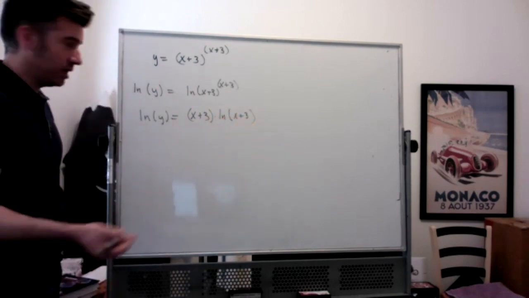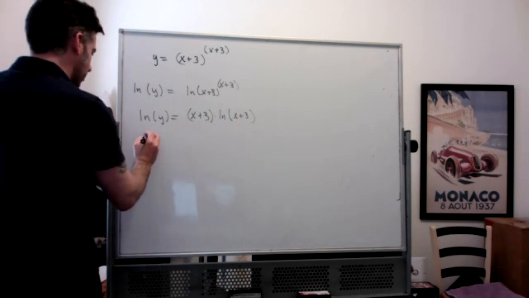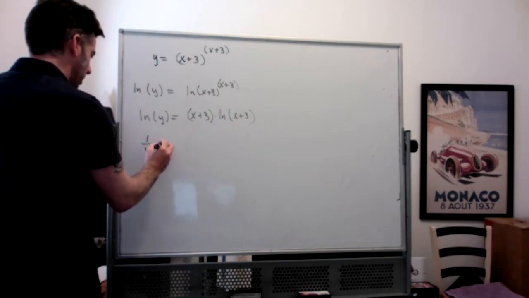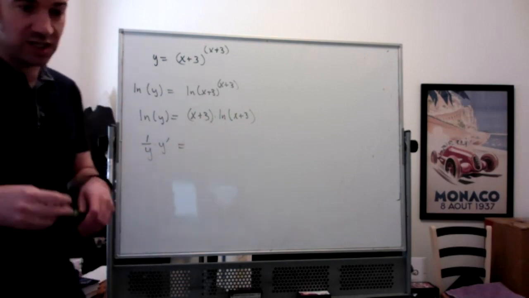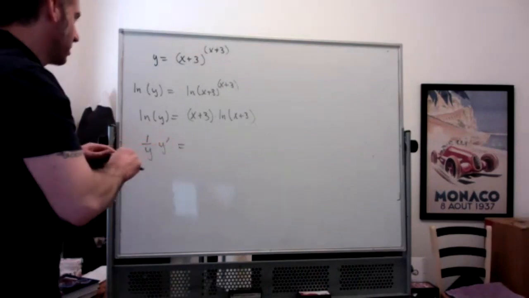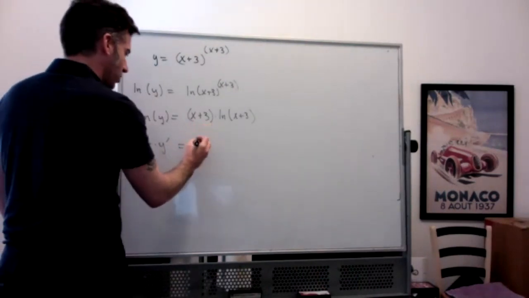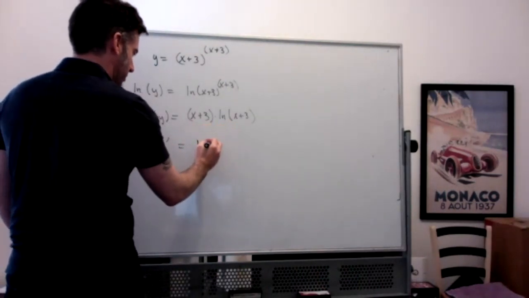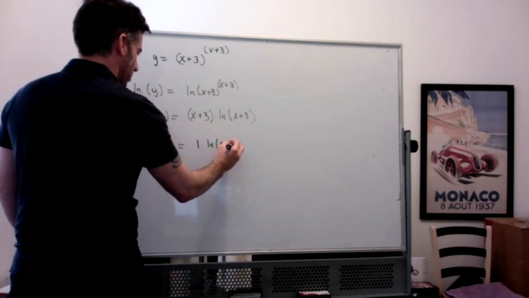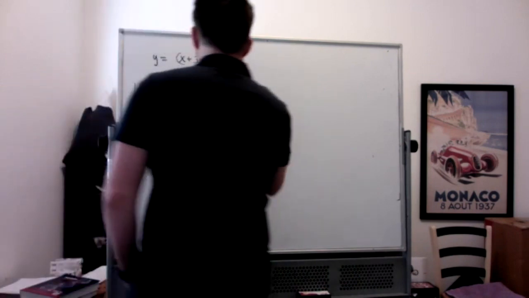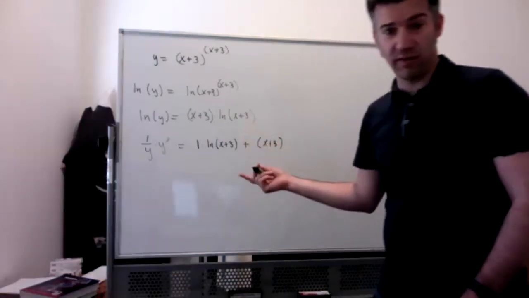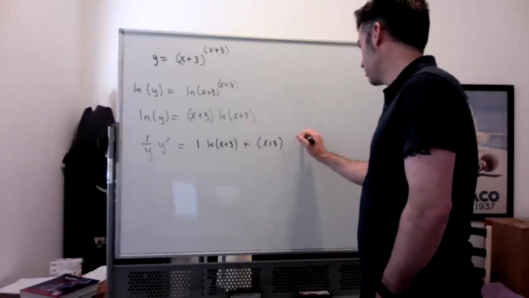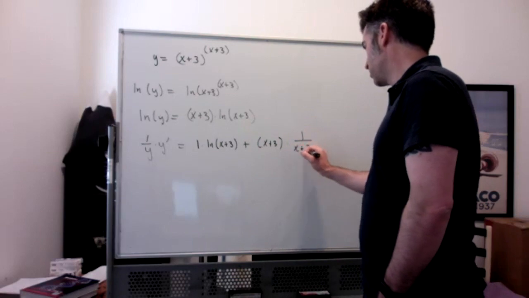So then we'll differentiate. Here the natural log of y is 1 over y times y prime. And then for this right-hand side, we're going to use the product rule just like we did for the other problem. The derivative of x plus 3 is 1 times the natural log of x plus 3, plus x plus 3 times the derivative of the natural log of x plus 3, which is 1 over x plus 3.